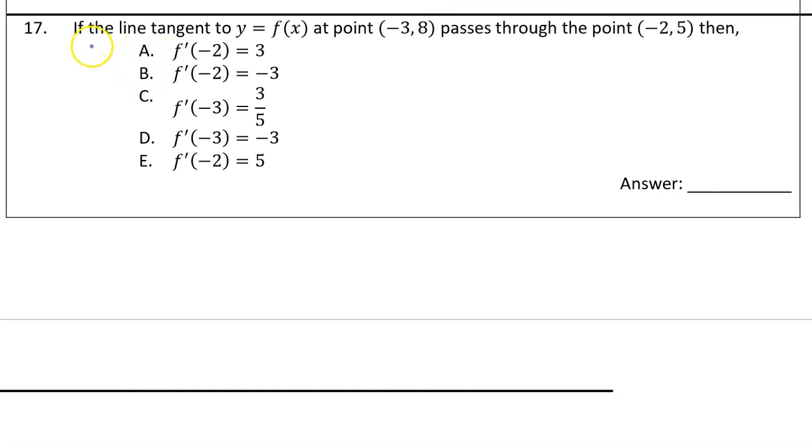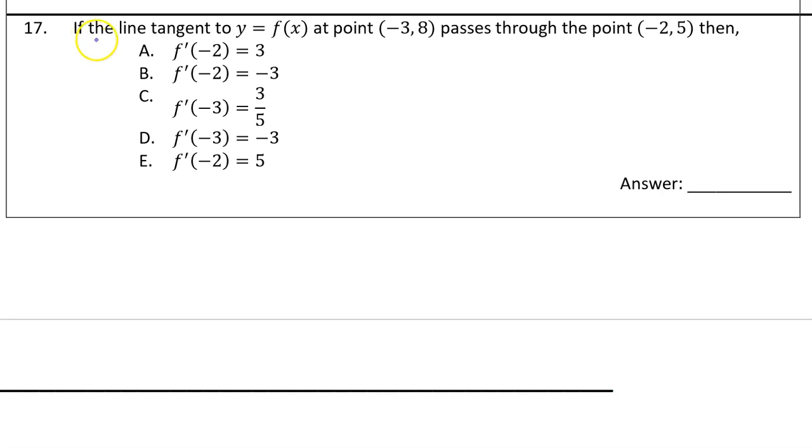Last one, number 17. If the line tangent to y equals f of x at the point negative 3, 8 passes through the point negative 2, 5, then which of these statements is true? We can eliminate most of these options immediately. All of the answer choices pertain to f prime at some point, the slope of the curve at a point. Which point? The point of tangency. So which of these 2 points mentioned in the problem is the actual point of tangency for the tangent line?